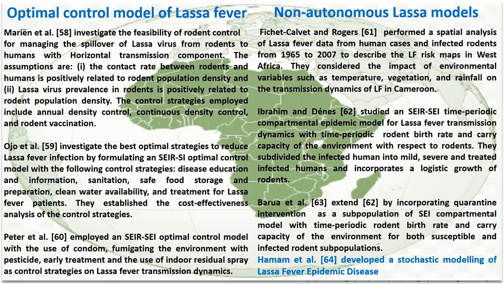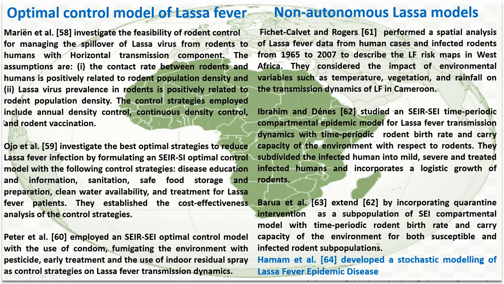Then we also have Ojo et al., who look at the optimal control where they develop SEIR and SI optimal control models. In their work, they consider disease public health education, which they call disease education and information. They also consider sanitation and safe food storage, because if food is stored very well, it can also prevent Lassa spread. They also look at safe food preparation, clean water, and treatment for the Lassa patient. Early treatment also prevents the spread of the virus. So they establish the cost effectiveness of their control strategies, not just developing an optimal control model. They also establish which of these controls is most cost effective. That's one of the things they look at in their model.